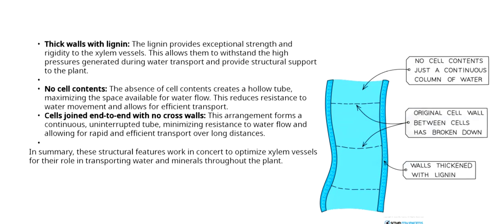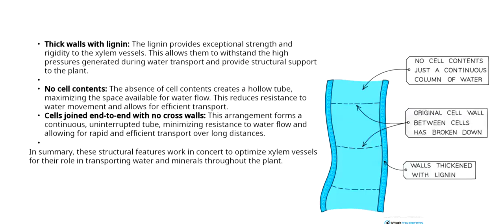tissue, which is a xylem tissue made up of vessel cells, which are dead and hollow, having thick walls. Why they have lignified thick walls? Because these thick walls allow them to withstand the high pressure generated during water transport and provide structural support. So 2 marks. 1 mark allow to withstand the high pressure generated during water transport, and second mark provide structural support to the plant.